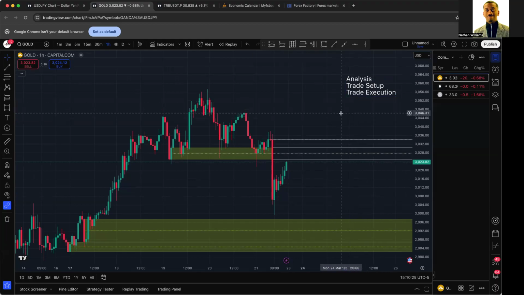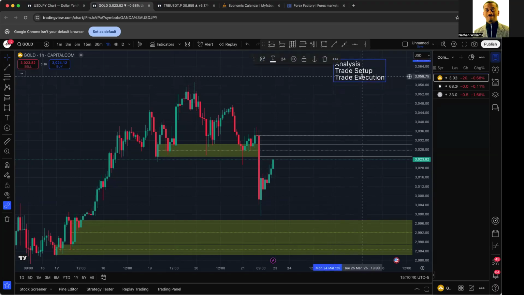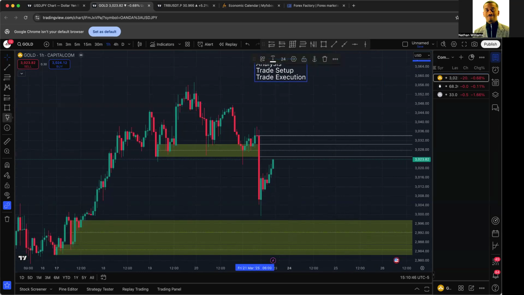So first things first, we're going to analyze the chart. For me, I analyze the chart to figure out my trade setup, and then for my trade setup, I wait for the entry and I execute. And there are 4 steps to this. So let's slide this over here, and we'll talk about step number 1, and then we'll go 2, 3, 4.